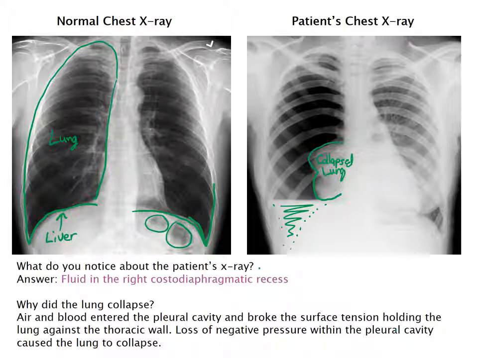But again, the lung tissue itself was not damaged because the bullet coursed through the costodiaphragmatic recess just inferior to the lower border of the lung and missed it entirely. So the lung tissue itself is still intact and uncompromised.